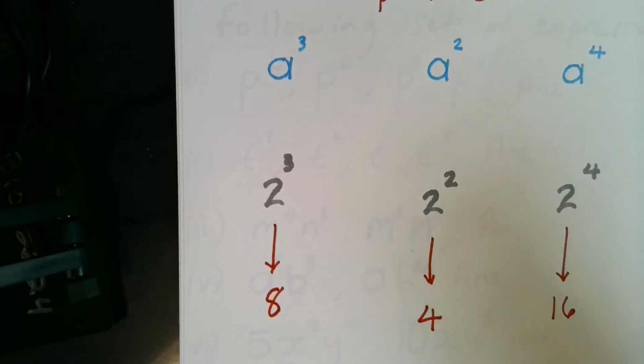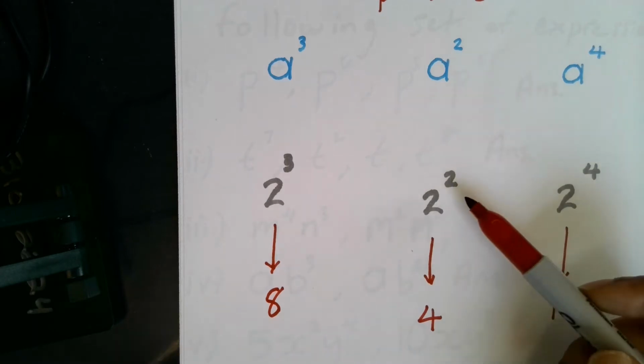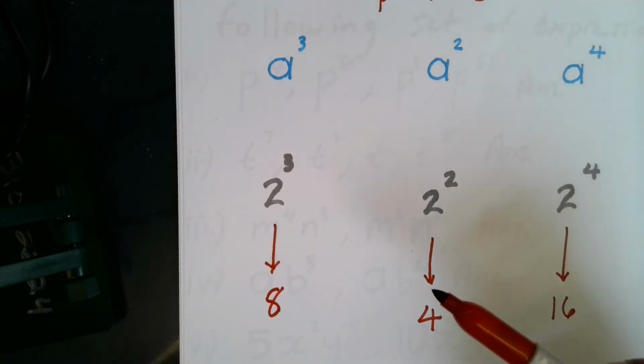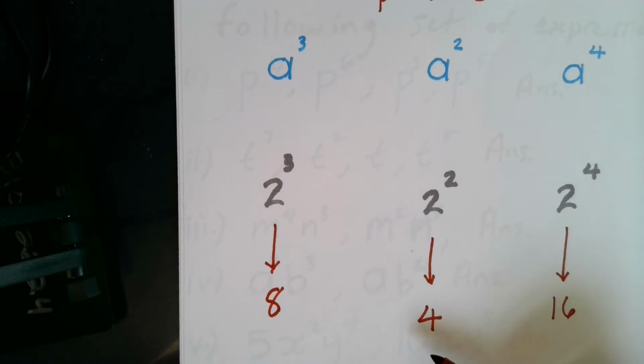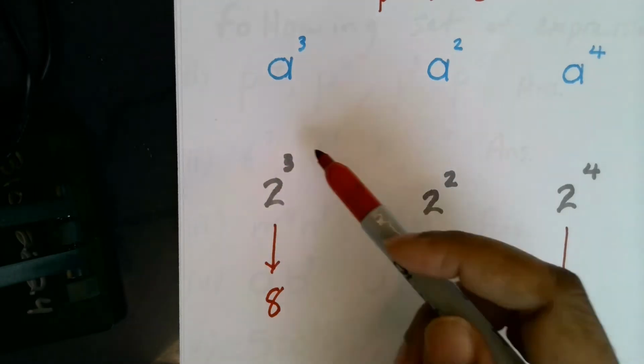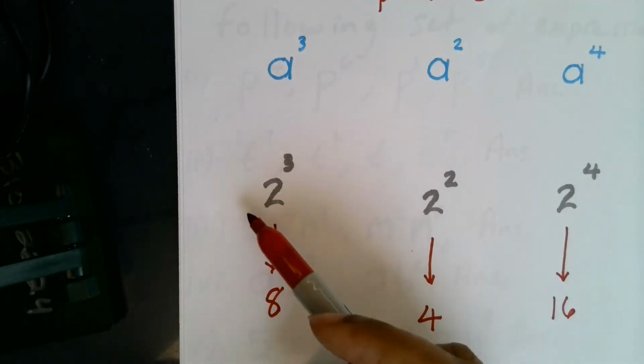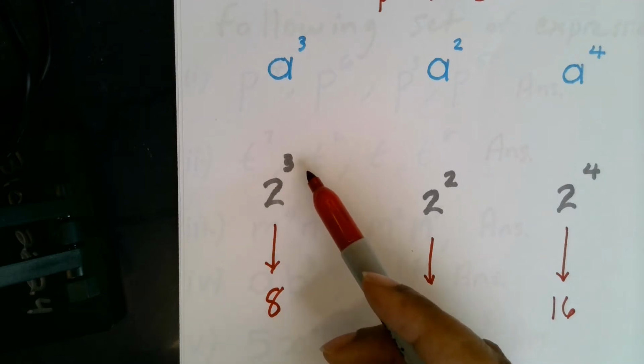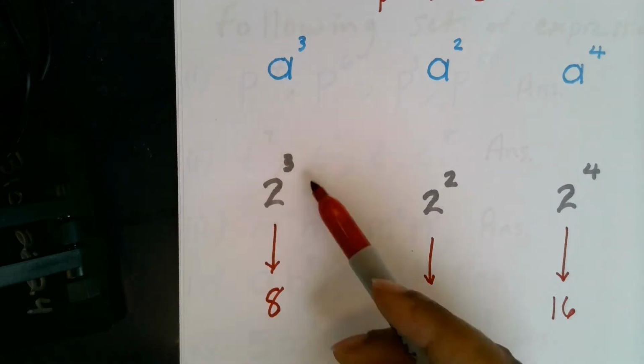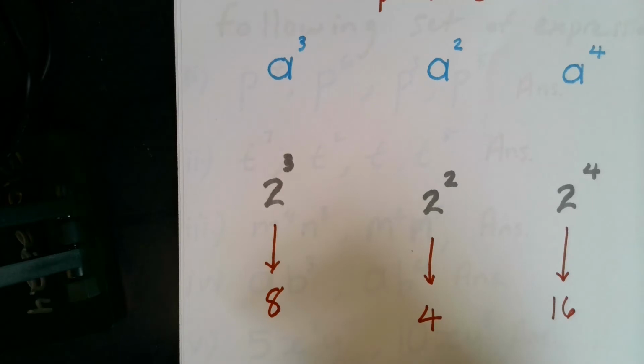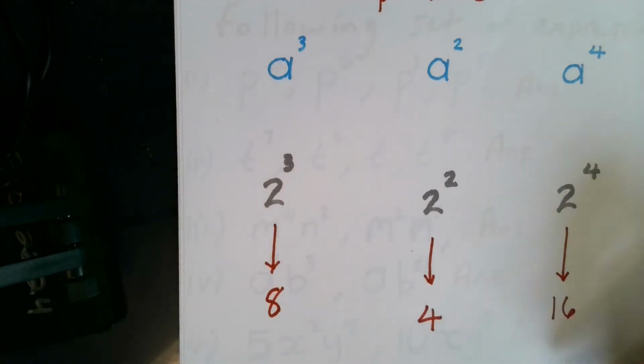So for those who don't know how I got the 4, 2 squared means 2 times 2, which is 4. All right. On this side, how I got the 8, 2 cubed or 2 raised to the 3rd power means 2 times 2 times 2. That's 8. All right. And how I got the 16, 2 to the 4th power means 2 times 2 times 2 times 2, which is 16.